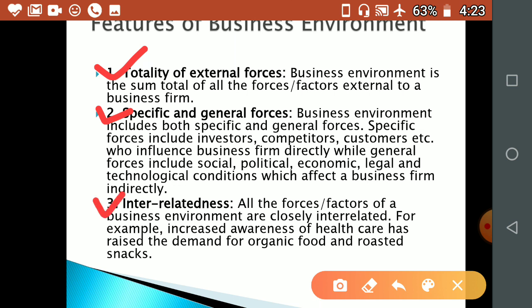Now, moving towards the third point, that is interrelatedness. Most of the external forces in the business environment are interrelated. Change in general forces leads to change in specific forces. If there is any change in general forces, that will definitely bring a change in specific forces. So it is related to all the factors. See, here an example is given: increased awareness of healthcare has increased the demand for organic food and other roasted snacks or health products. Like today, due to coronavirus, health-related items have increased because the awareness of health has increased. So a specific force affects all the forces, and every force is interrelated with each other.